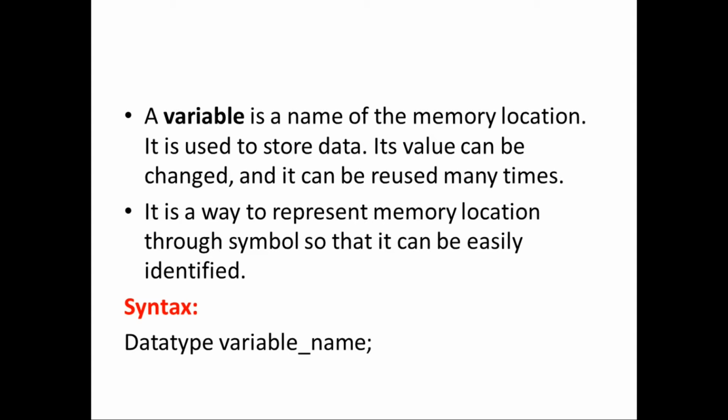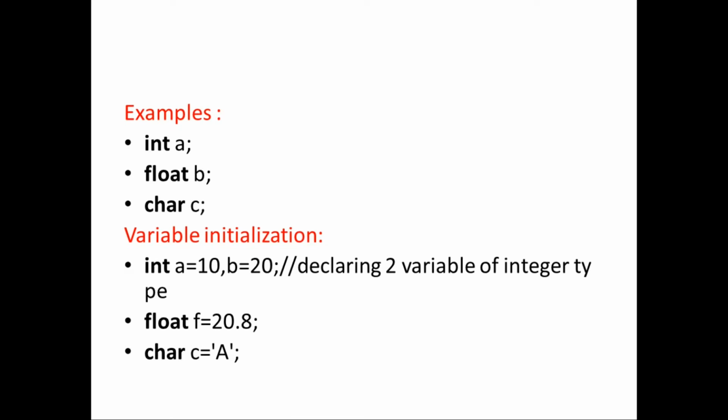The syntax of a variable declaration is: data type, space, variable name, semicolon. Here we have given some examples: int a, float b, char c. These three, int, float, and char, are basic data types.